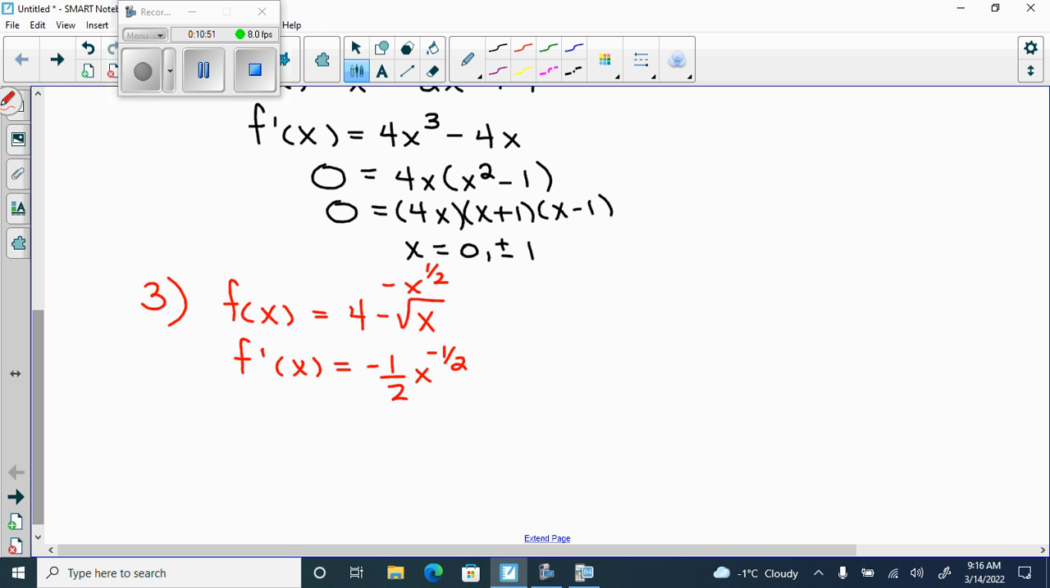Now, critical numbers can also be the non-permissible values of the first derivative as well. And why is this one going to have a non-permissible value? Because of the square root, and there's a negative exponent, so it's going to drop to the bottom. So technically, I could write it like this: negative 1/2 root x. Could I not?